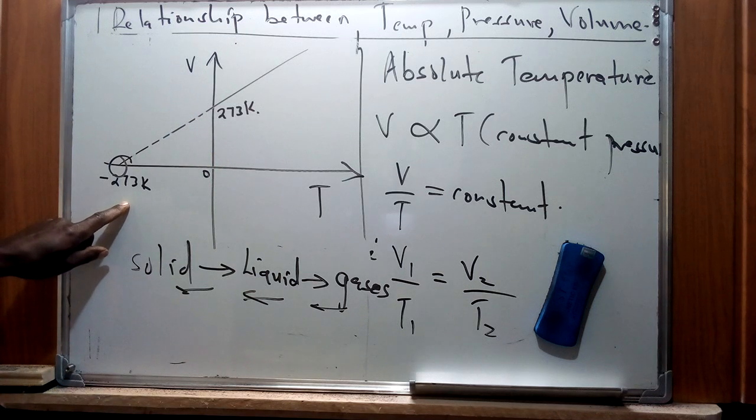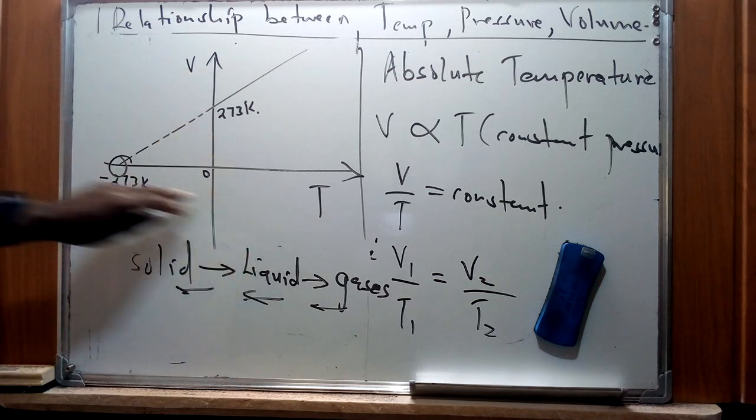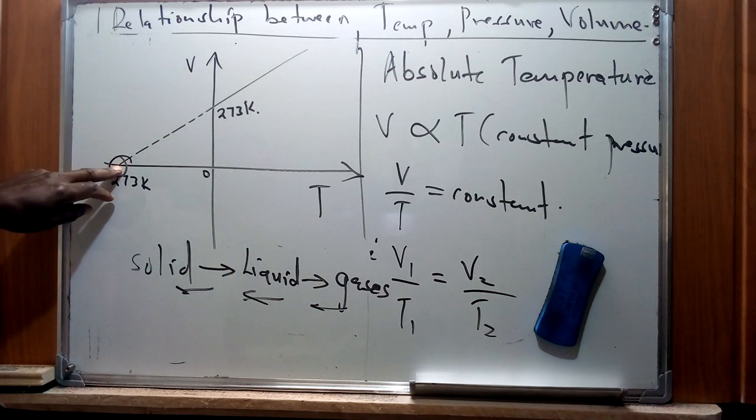It is referred to as absolute zero, which is negative 273, of course, on this Kelvin scale. And this implies that the volume will be zero if we try to look at the variation of volume and temperature. At this point, it implies that the volume of this specific gas will be zero.